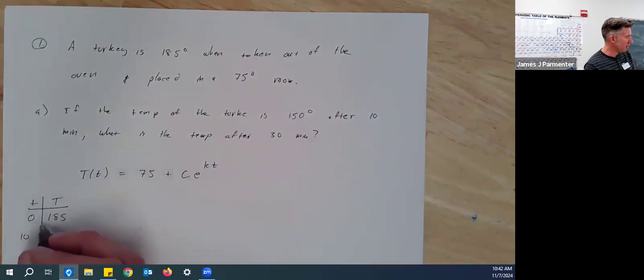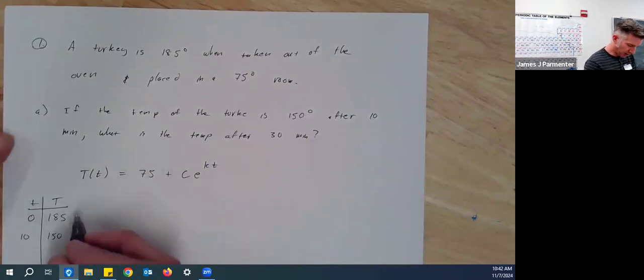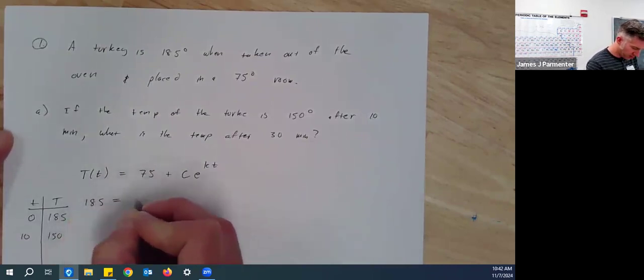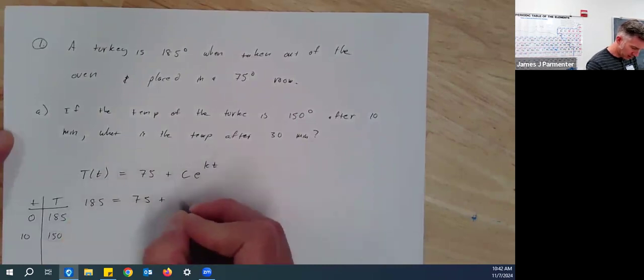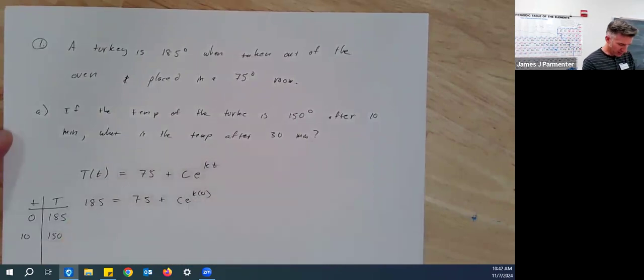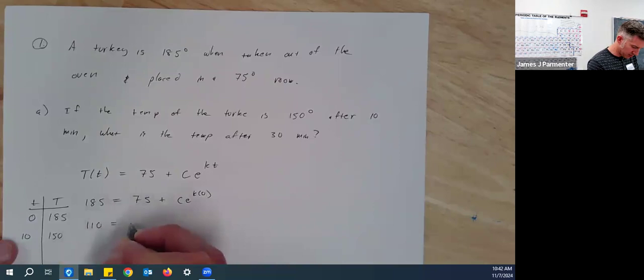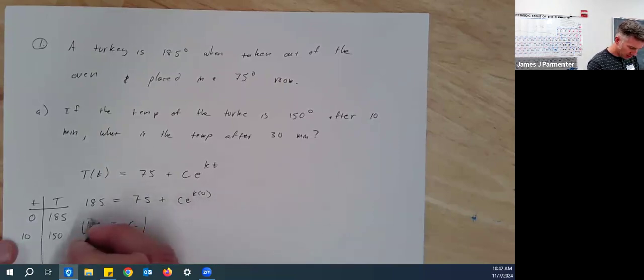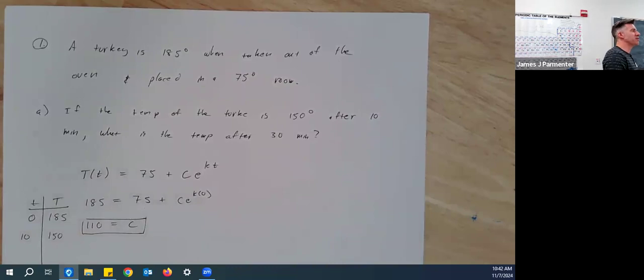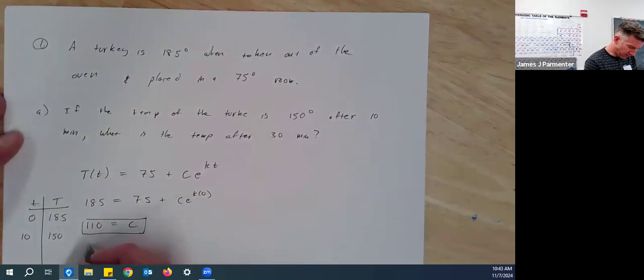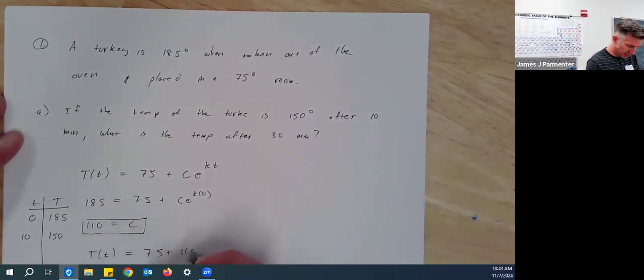This first one's a little bit easy, but again, it's not quite as simple as just regular C e to the kt. So we plug in 185 for the temperature and 0 for the time. We get 185 equals 75 plus C e to the k times 0, or in other words, 110 equals C. So C is usually your initial temperature minus your surrounding temperature, but I never remember that, so I just do it this way. One less thing to remember. And then we're going to refine our model. We're going to say the temperature at time t is now 75 plus 110 e to the kt.